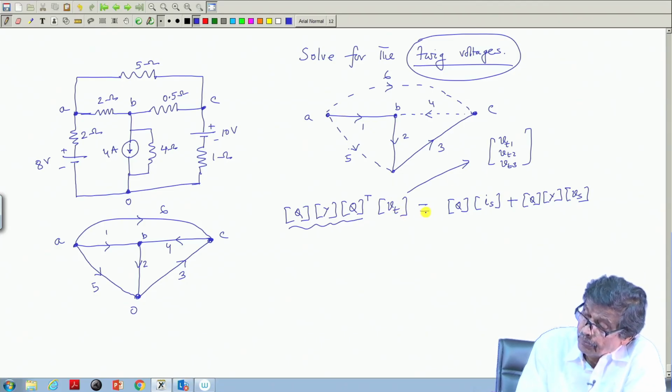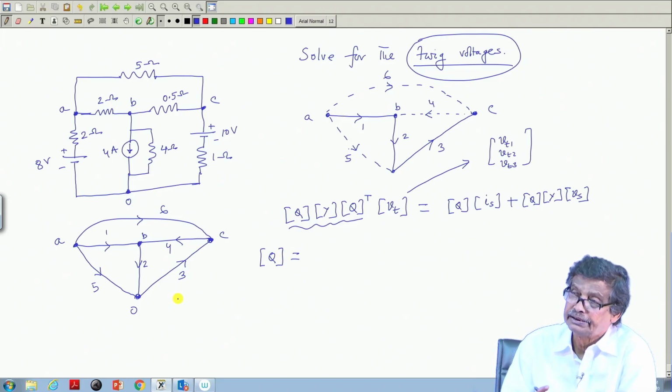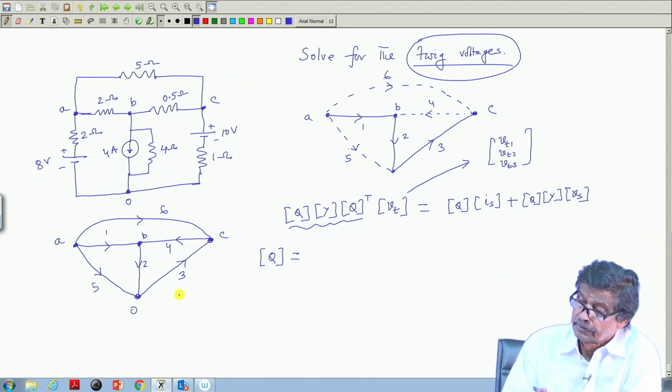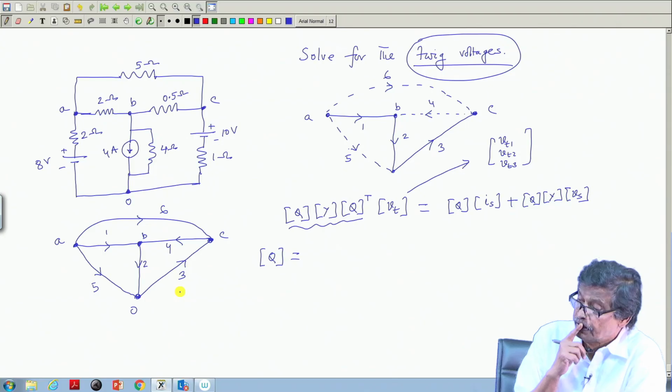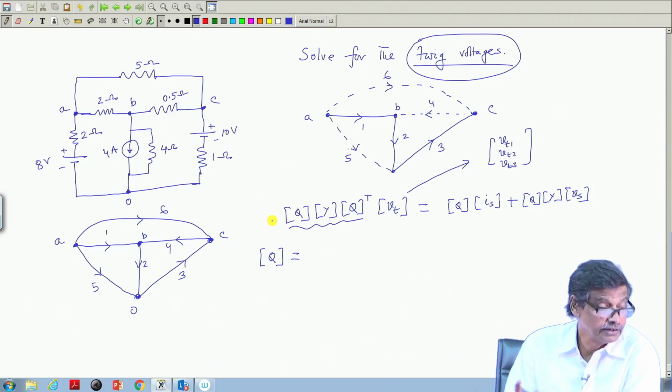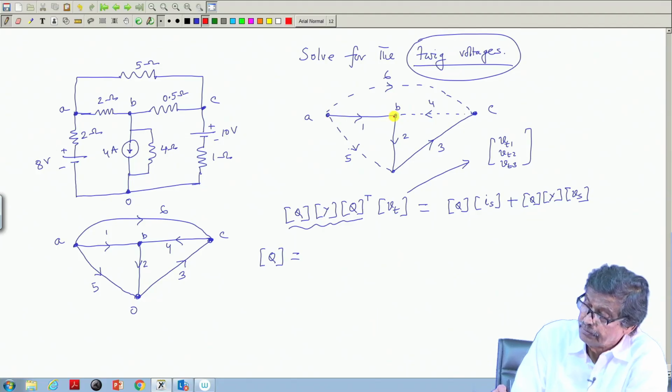Before that I have to form this Q matrix. How to form it? You have to basically write down the KCLs at different cut sets. So, what are the cut sets? Wherever you cut this network, there should be only one twig present, that is the first thing. So, the first cut set is this one involving 1, this is cut set 1.